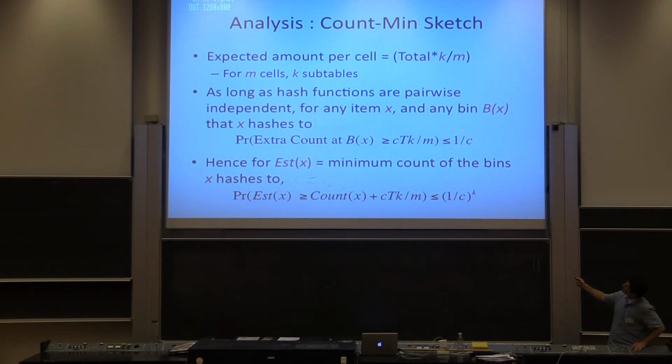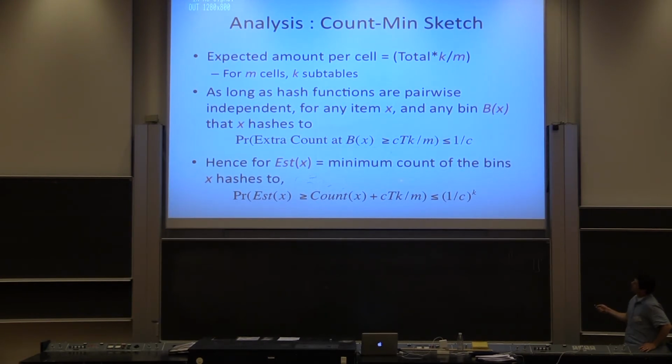All right, so as long as the hash functions are even, as it turns out, just pairwise independent, then for any item x and any corresponding bin b(x) that x hashes to, I can ask, what's the extra at b(x)? Really I shouldn't count the amount associated with x itself, but the expected amount extra is at most the total times k over m, t for total. So the probability that the extra is c times that is going to be at most 1 over c, just by Markov's inequality.